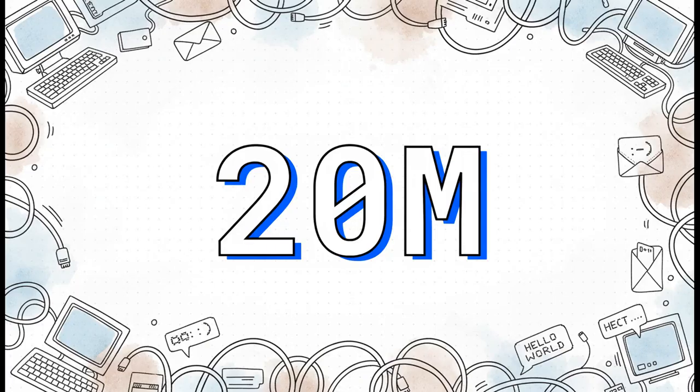So get this, 20 million. In 1993, that was it. That was the entire population of the internet. I mean, today, that would barely fill a single large city. It was a really small, kind of exclusive world, mostly for people at universities and research institutions.